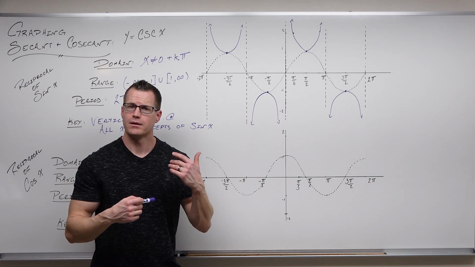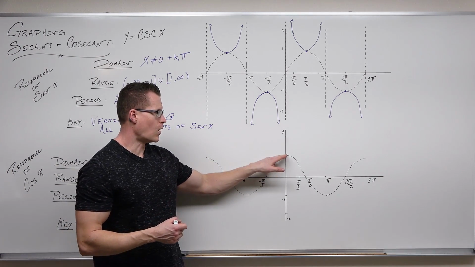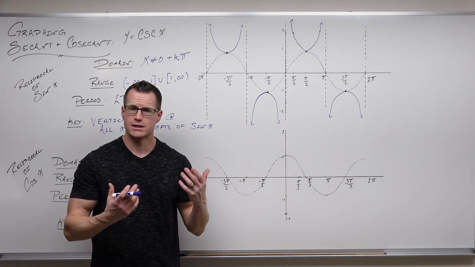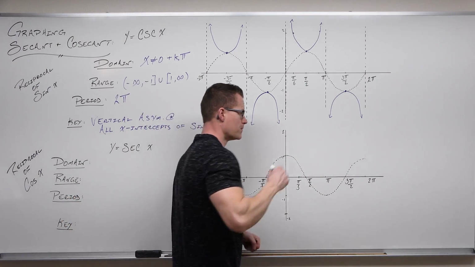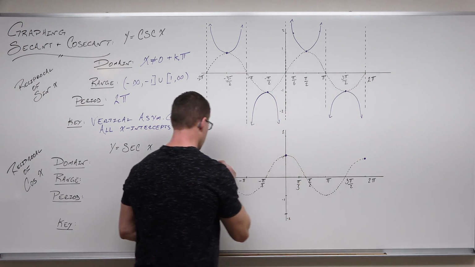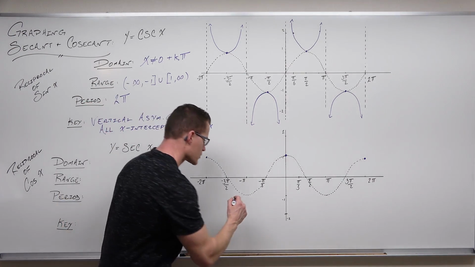Firstly, remember that secant is the reciprocal of cosine. So if I have 1 and -1, the reciprocal of 1 is still 1, so I'm still going to have points there. The reciprocal of -1 is still -1. I'm going to have points there as well.